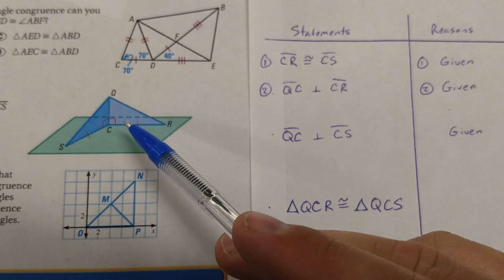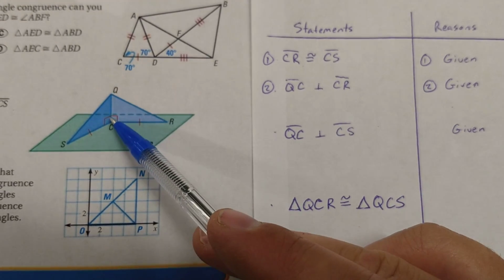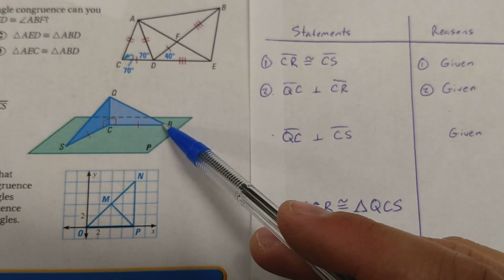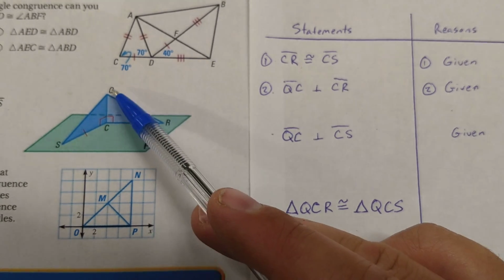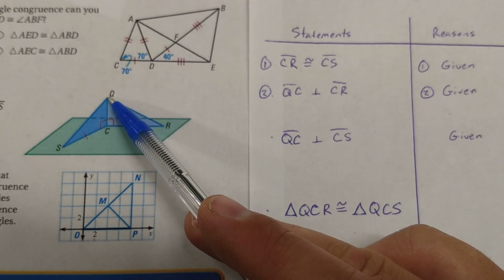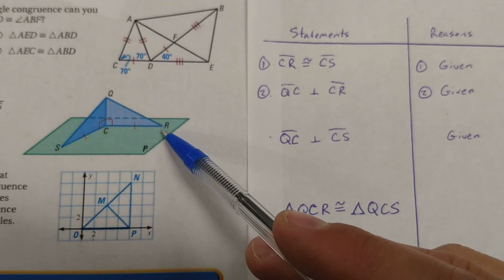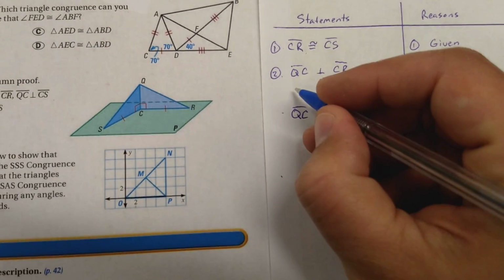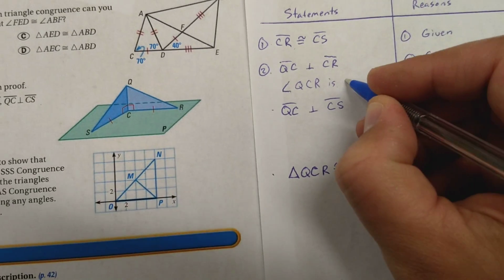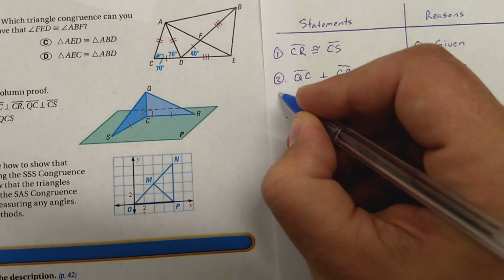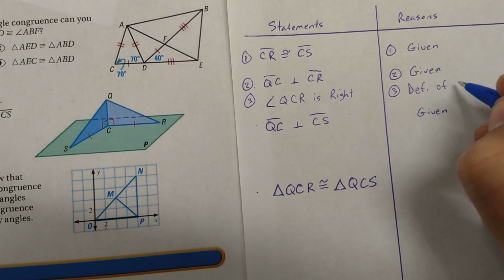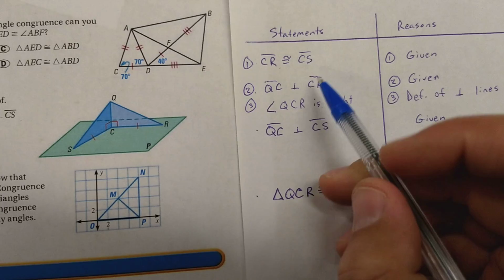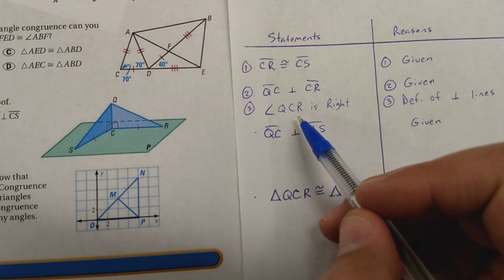The reason I left a space in here is because of QC being perpendicular to CR, so let's look at what we're talking about here. Here is QC perpendicular to CR. That tells us that this angle in here is a right angle, and it is marked that way on the diagram. So really I should have another statement here that says angle QCR is a right angle. I'll list that as my third statement, and the reason is that is the definition of perpendicular lines. If these two lines are perpendicular, it means the angle in between them is right.